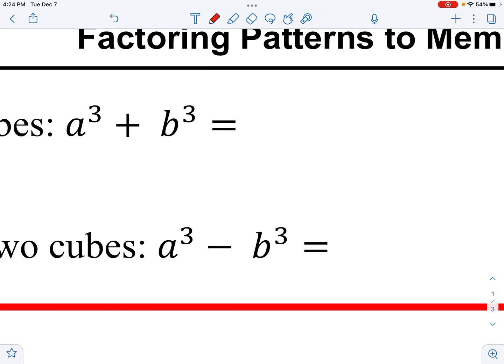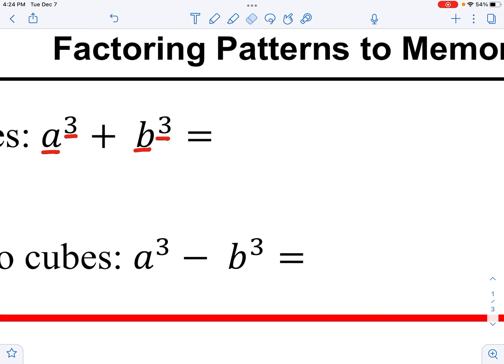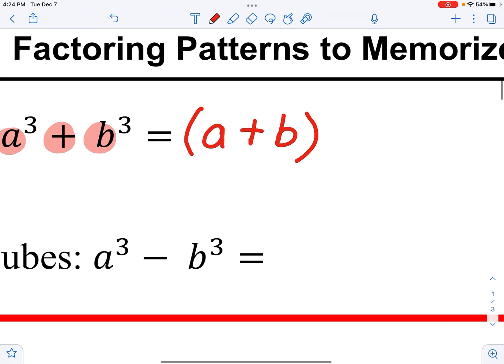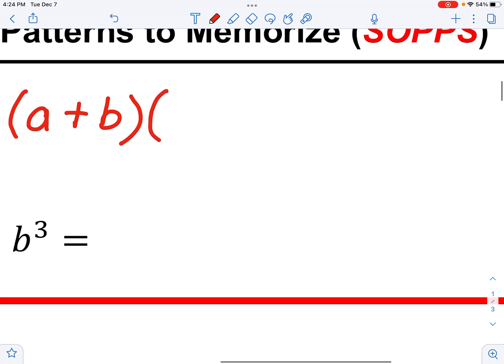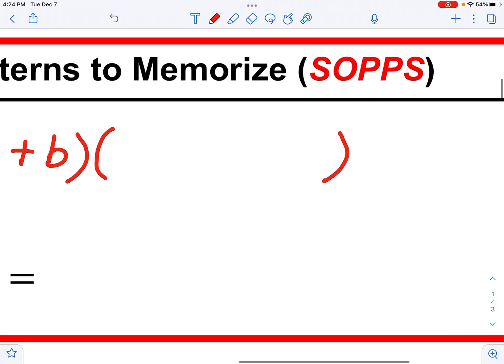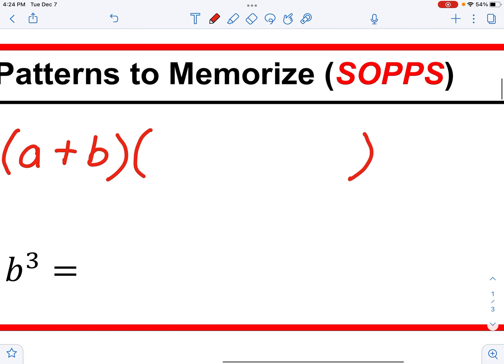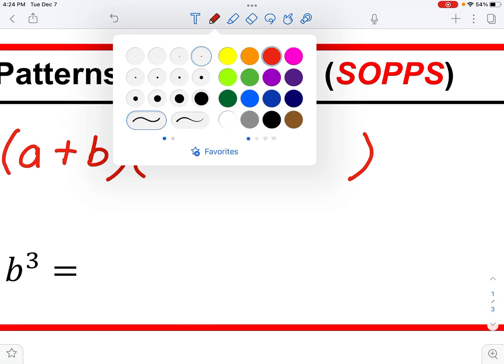So the special factoring pattern, when you have a perfect cube, so that's something cubed plus something cubed, the first thing you're going to do is copy the base, okay? That's going to be your first factor, and this is always going to be a binomial, so something plus something or something minus something. Your base would be a plus b, so I'm going to copy that down. That's my first factor. Your second factor is a trinomial, so it's 3 terms, and SOPs helps you remember how to get those 3 terms.